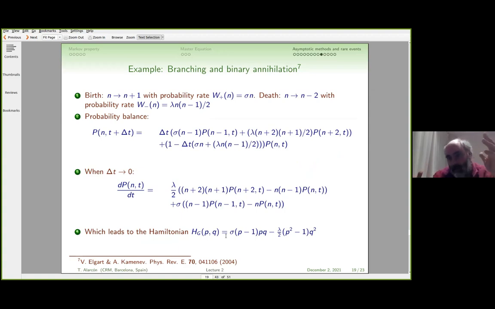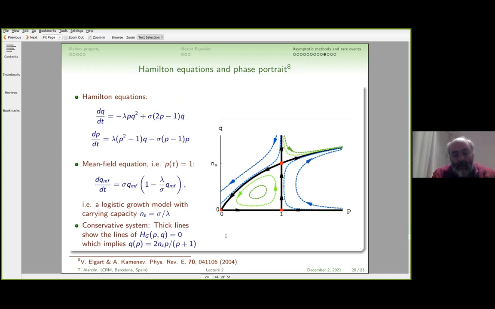In this case, because this is a one-dimensional system, this can be done trivially. If you have a higher dimensional system, note that the dimension of the Hamiltonian system is twice the dimension of the original stochastic system. So if you have a one-dimensional random variable, the phase space is two-dimensional: you have a P and a Q for each of the variables. But in this particular case, you can just solve this analytically. You can find that the equation of this curve is given by this. This is just a trivial exercise.